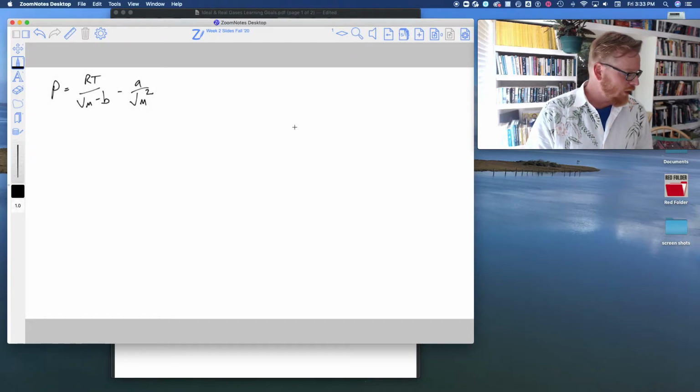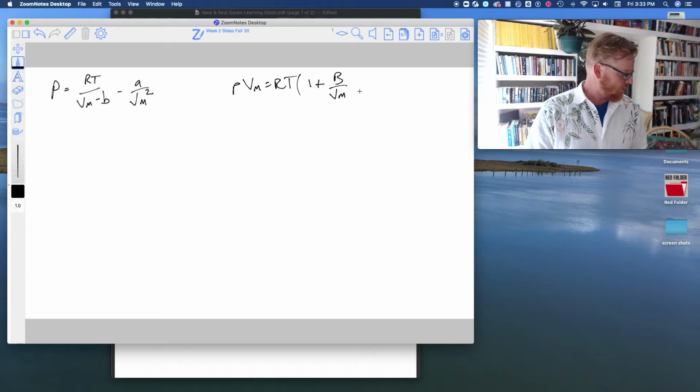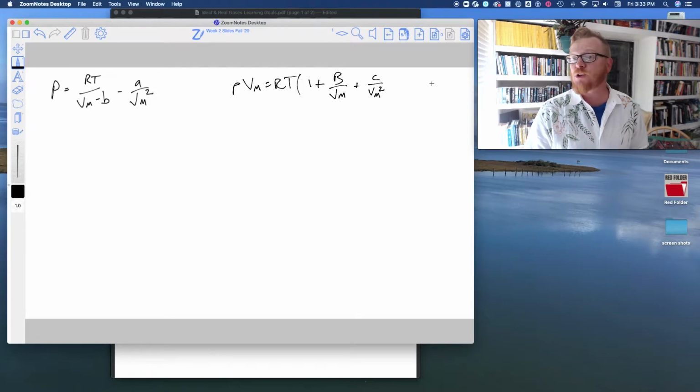Okay, so we know the virial equation, so let's write that down. We have several different ways of writing it, but one way is PVm equals RT times 1 plus B over Vm, plus C over Vm squared. And I could keep going, D over Vm cubed, E over Vm fourth, but rarely do we go past the square term in the virial equation of state. We don't need that amount of precision, okay?